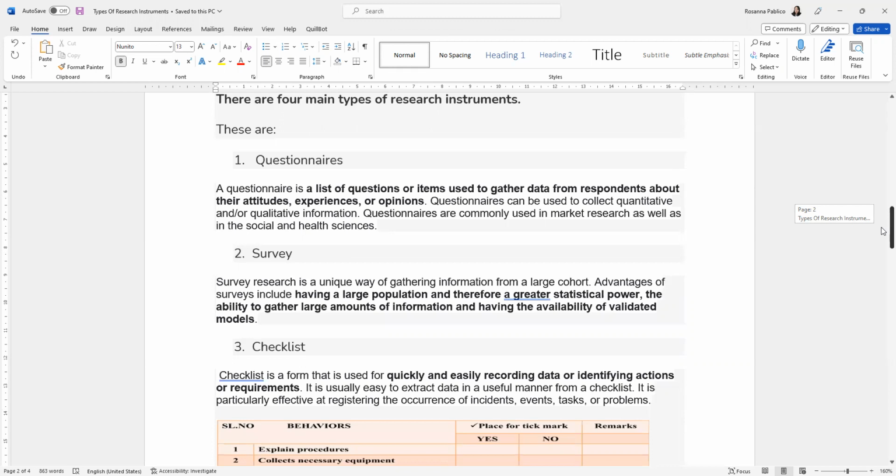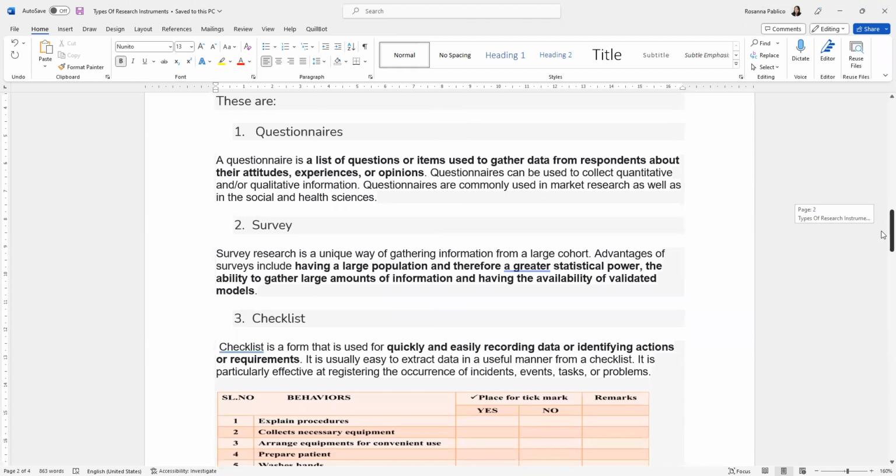Okay. Number 2 is survey. Survey research is a unique way of gathering information from a large cohort. Advantages of survey include having a large population and therefore a greater statistical power, the ability to gather large amounts of information, and having the availability of validated models. Kung malaki yung population mo, ang tawag dyan is you're going to use a survey.